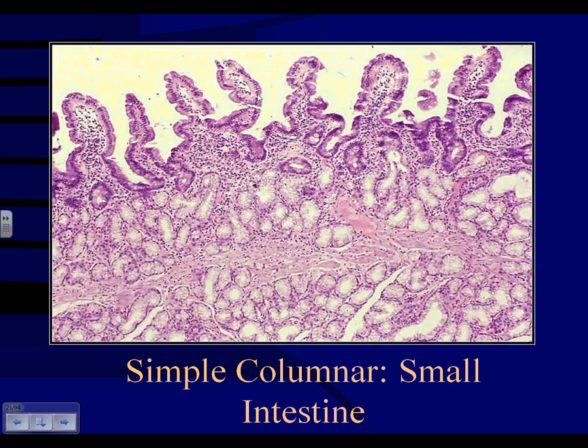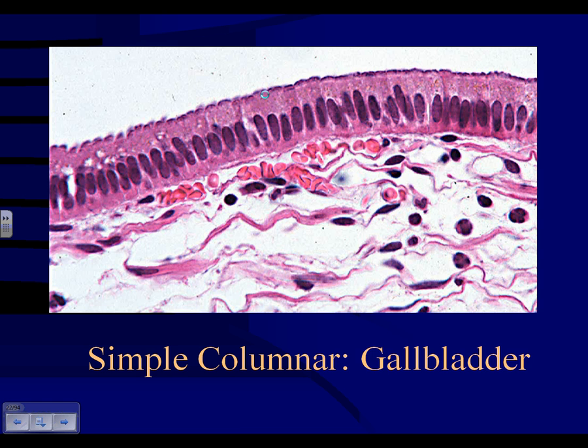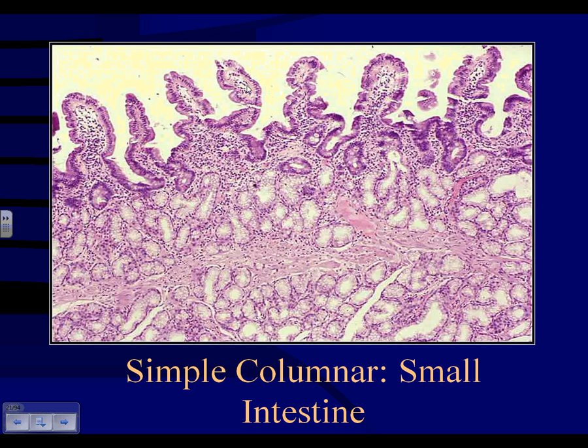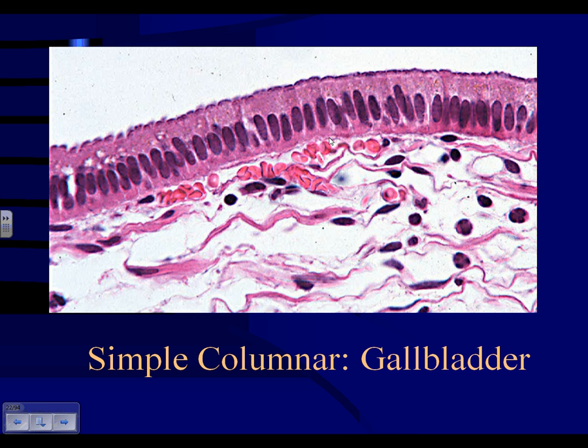But I think we'll have a better picture. You can kind of appreciate how these are just tall, skinny rectangles, one after the other, of this epithelial lining here. This is a better picture of the gallbladder. Again, tall, skinny rectangles, one just like the other, with a basally oriented nucleus.